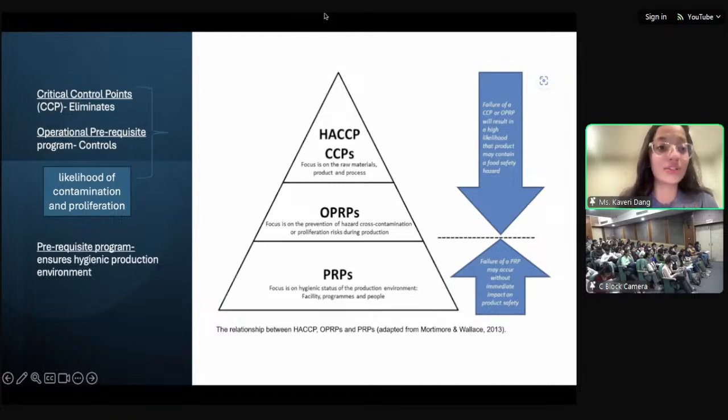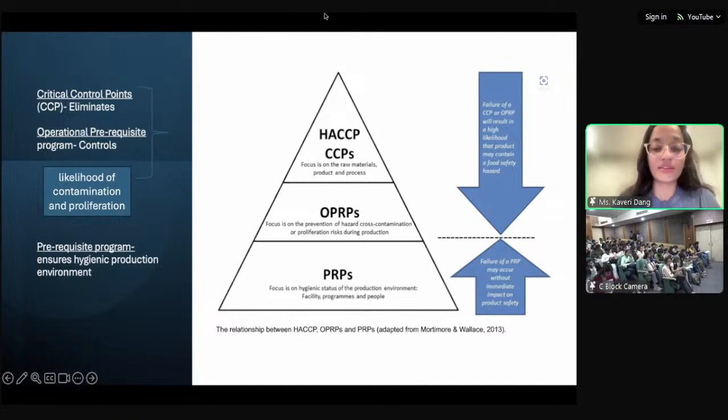And then there is another term that's called OPRPs. It's operational prerequisite programs. So prerequisite is self-explanatory. It means it's not the actual measure that we are taking, but it's a measure before anything happens. So it's like a preventative approach, and it controls likelihood of contamination and proliferation. And prerequisite programs are the standards, the measures that ensure a hygienic production environment.